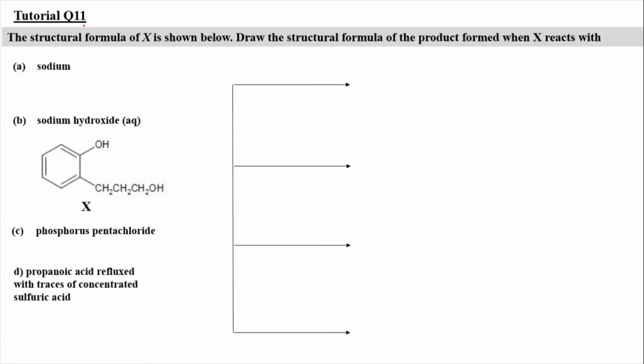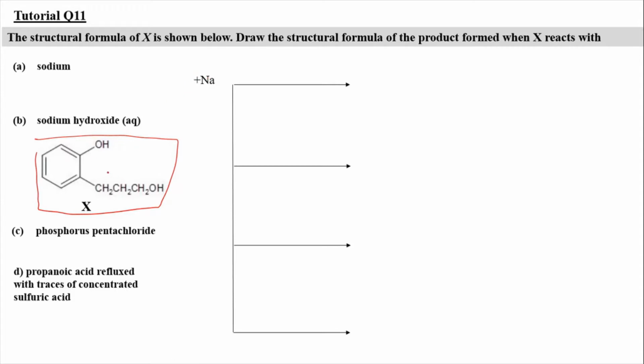So for tutorial question 11, the structural formula of X is shown below. We have to draw the structural formula of the product formed when X reacts with the following species, which is A, B, C, D. So X is given as here, and then we're going to react X with sodium, which is sodium metal.